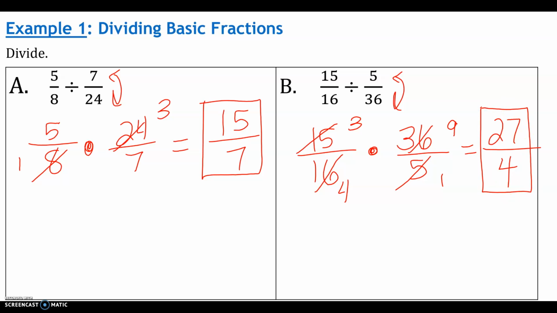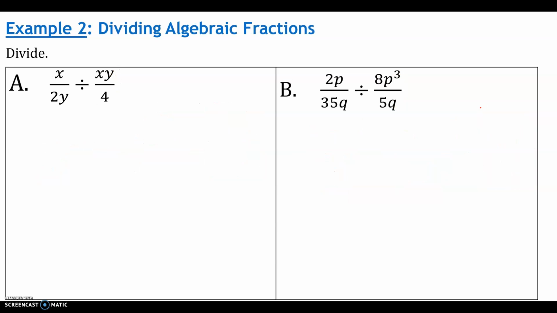All right, so those were the basic ones. Now let's throw some letters at you. Okay, so let's rewrite the problem. So we're going to flip it, so it becomes 4 over xy. Still a multiplication dot now.